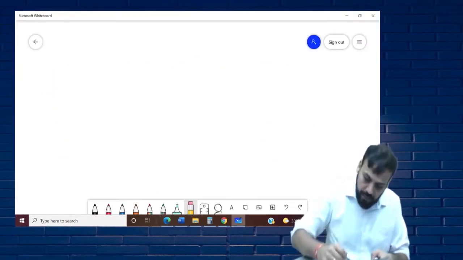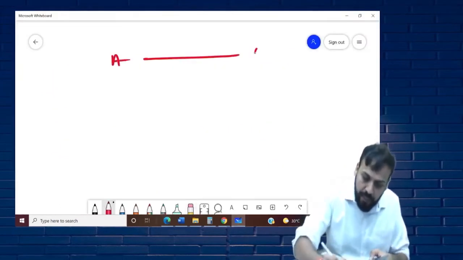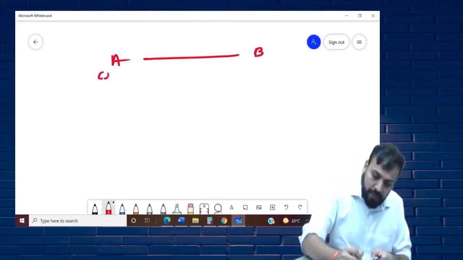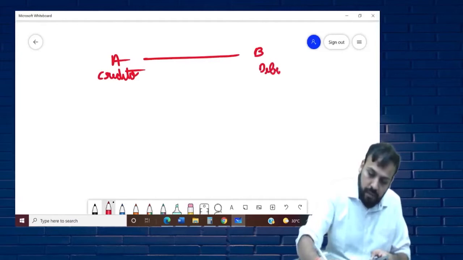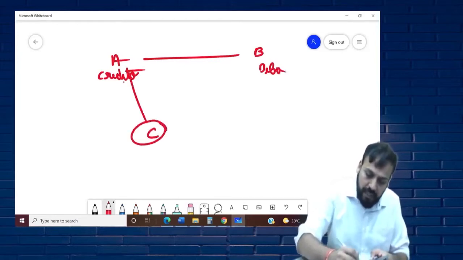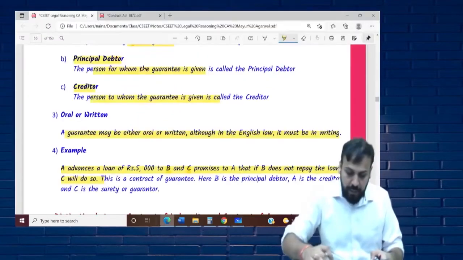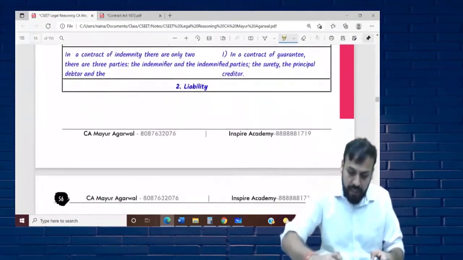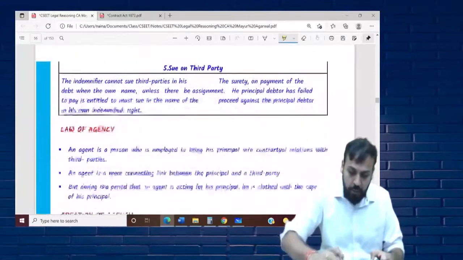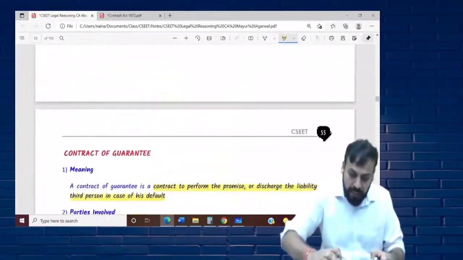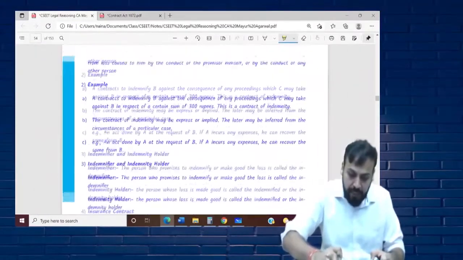See what has happened. A has given a loan to B. So now he is a creditor, and B is a debtor. And C promises to A that if B does not pay, he will pay. So this is a guarantee contract. Very, very clear. Now, in this guarantee contract, what are the scenarios? This is a guarantee contract. Now let us understand what an indemnity contract is.